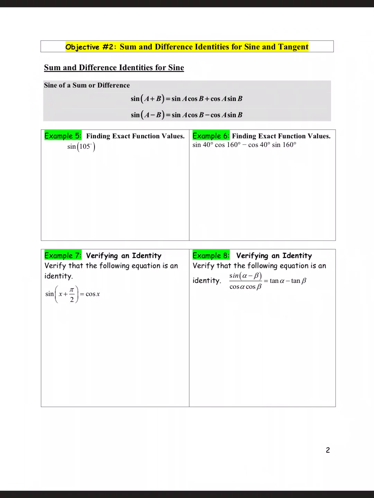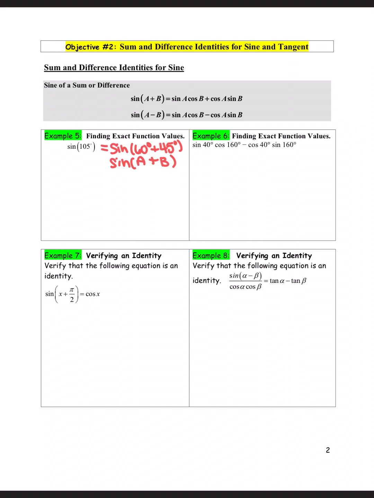Find the exact value of sine of 105. So that's going to be sine of 60 degrees plus 45 degrees, and that will give me sine of 105. So we have that sine of A is 60 and B is 45.